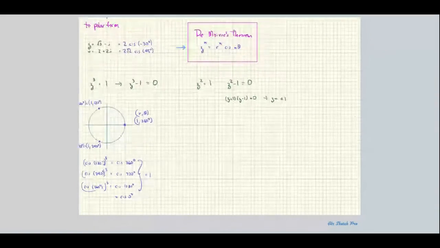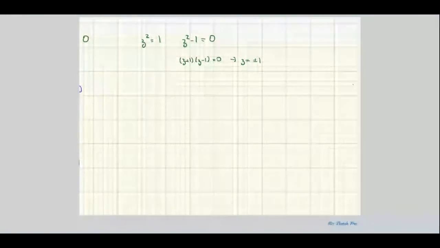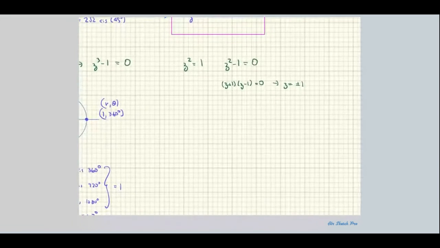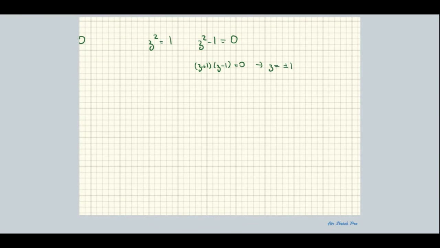Now, let's look at that in the complex plane. There we go. That was an awful circle. That was better.